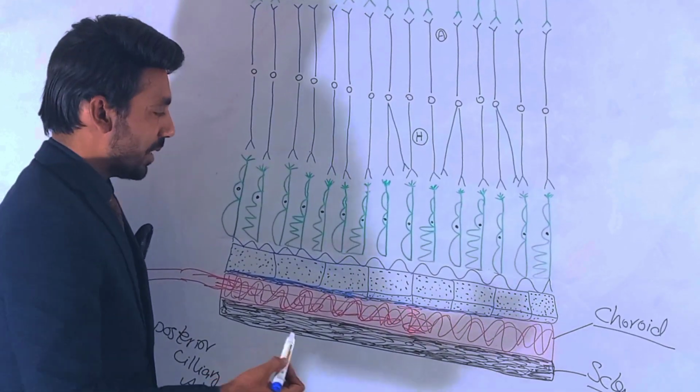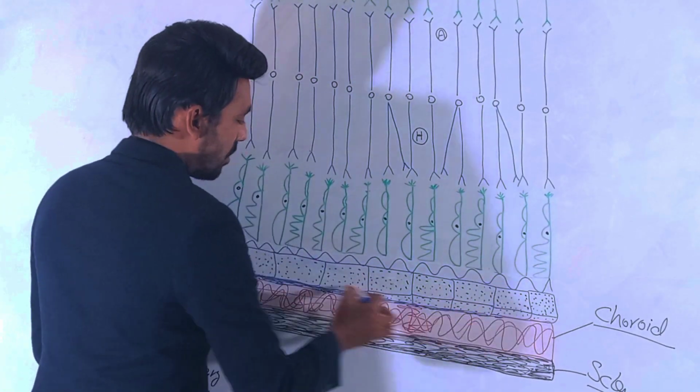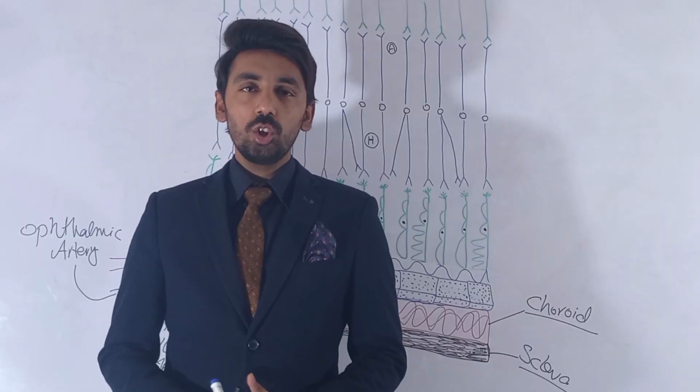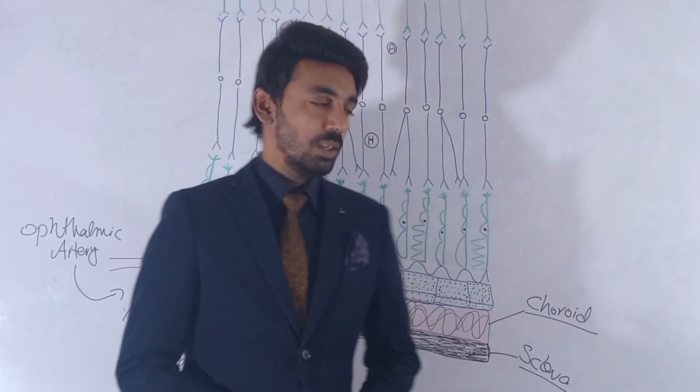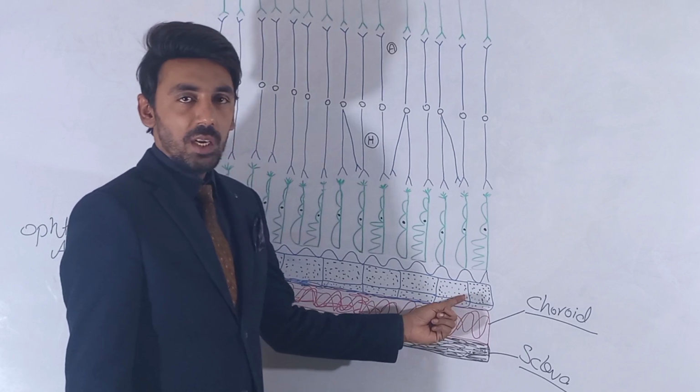So now we will discuss the different layers of the retina. Now the very first layer of the retina is called the retinal pigmented epithelium.